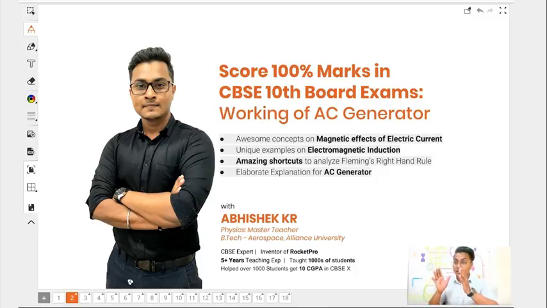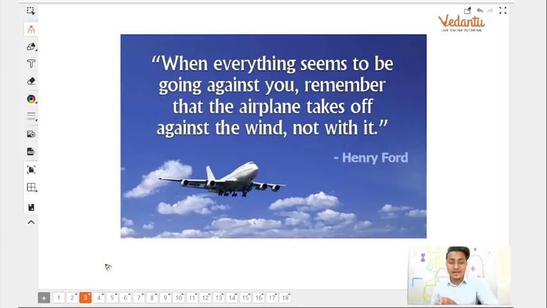Now, let's try to start this session with a very good quote, said by Mr. Henry Ford. I believe all of you know who Henry Ford is, the proud inventor and founder of the Ford company. He said: one day, when everything seems to be going against you, remember that an airplane takes off against the wind, not with it. Does that make sense?